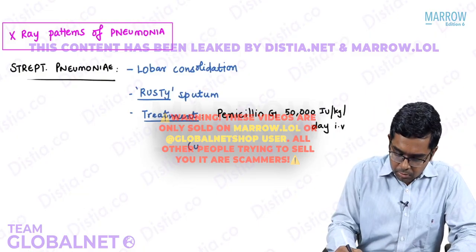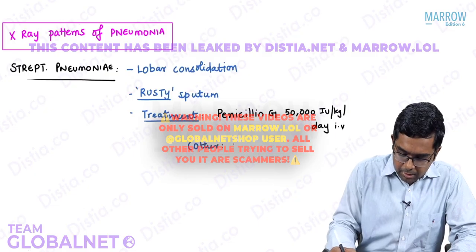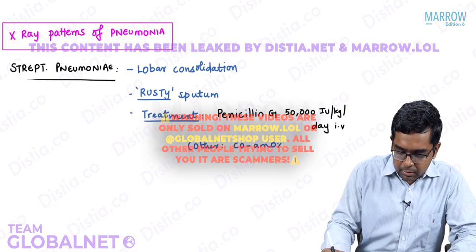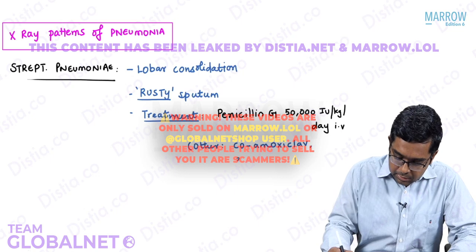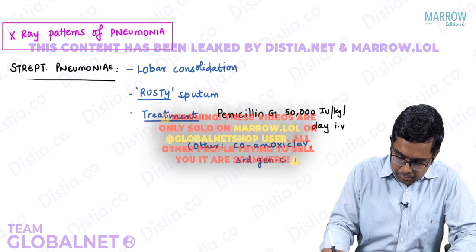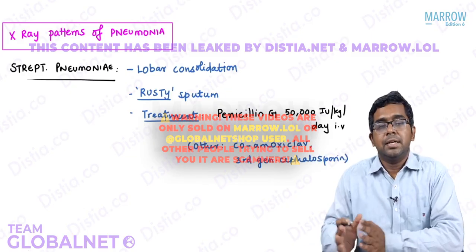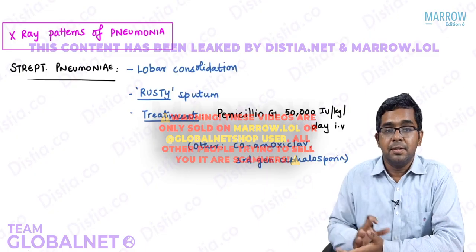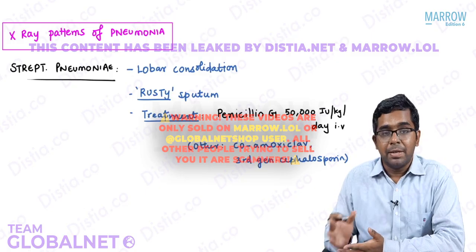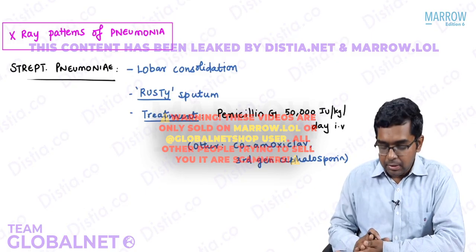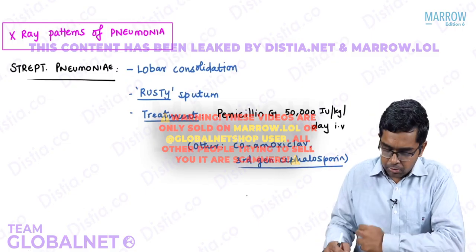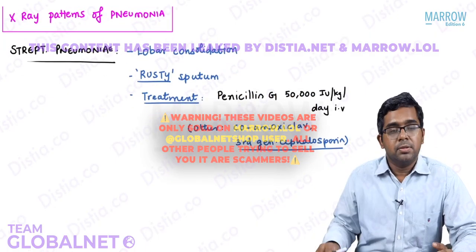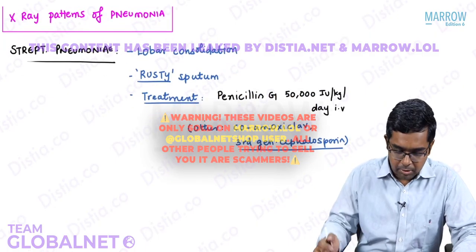The other common antibiotics which can be useful in the management are co-amoxiclav, that is amoxicillin and clavulanic acid, and the next one is third generation cephalosporin. Please remember that in many clinical settings nowadays, because of increasing resistance reported by Streptococcus to penicillin, the common antibiotic we are using is third generation cephalosporin. Typical examples would include ceftriaxone or cefotaxime. So these are some of the important points for Streptococcus pneumoniae.